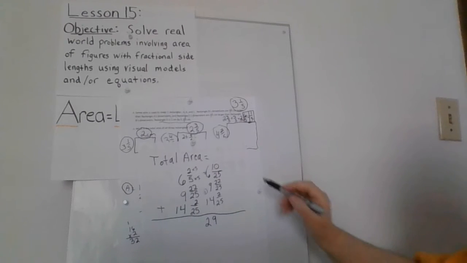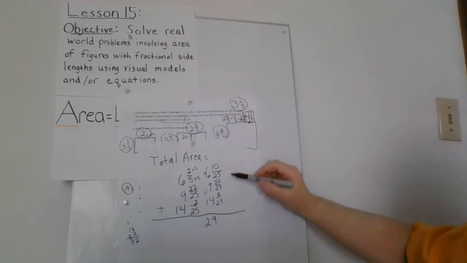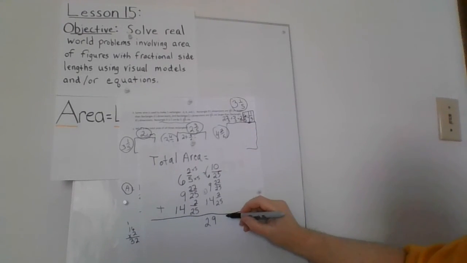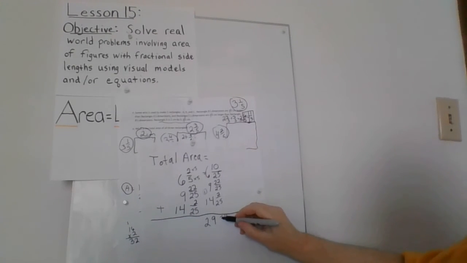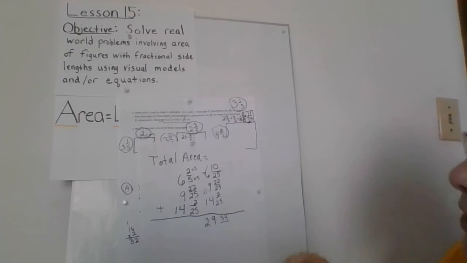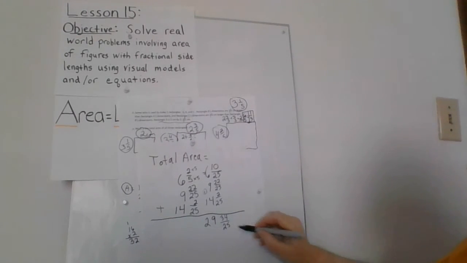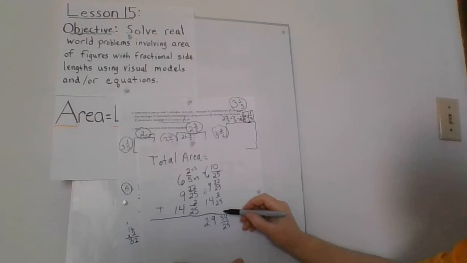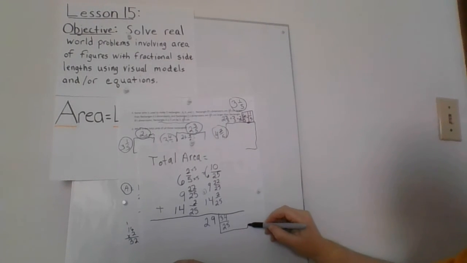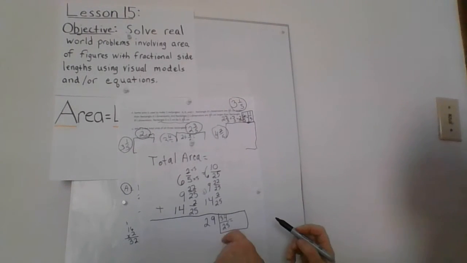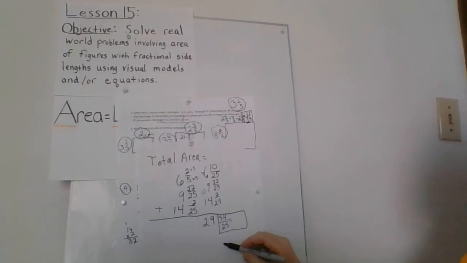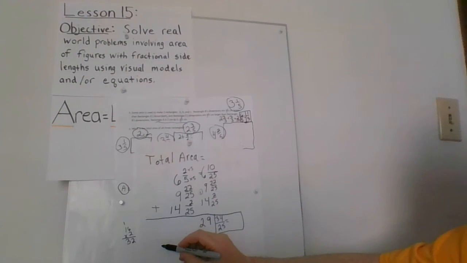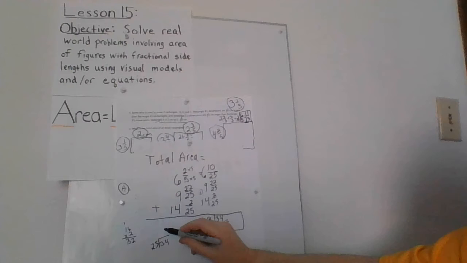Now I have to add my fractional parts. I'm going to do 2 plus 2 is 4, and 1 plus 2 is 3. So I have 34 over 25. 34 25ths is improper, so we have to fix it. 25 fits into 34. So let me show you down here. 25 fits into 34 one time.